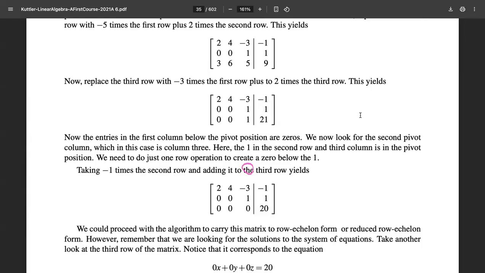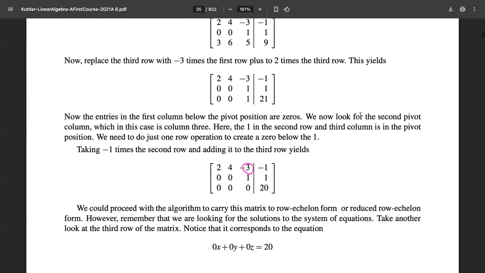Let me just clear my screen and then I'll be right on it. Okay.